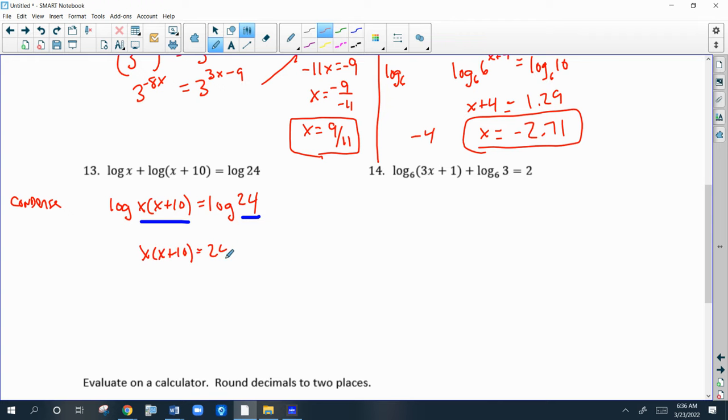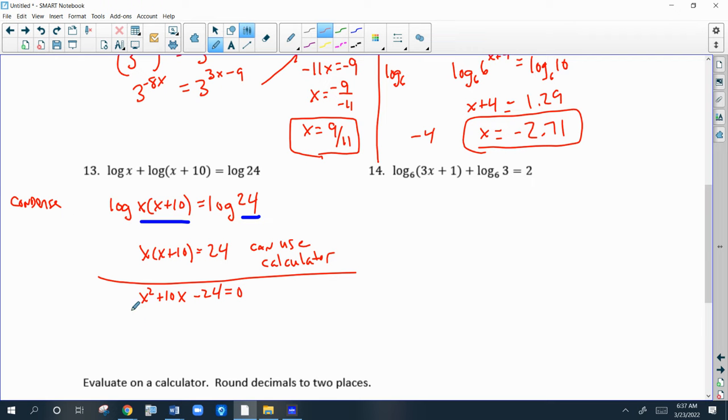equals 24. Now this is something you can do on your calculator. I'm not going to use the calculator though. Again, I'll show you that in a separate video. I'm going to do it with algebra. So multiply the x through and subtract the 24.